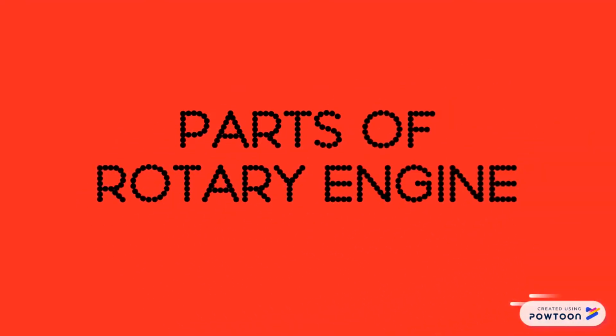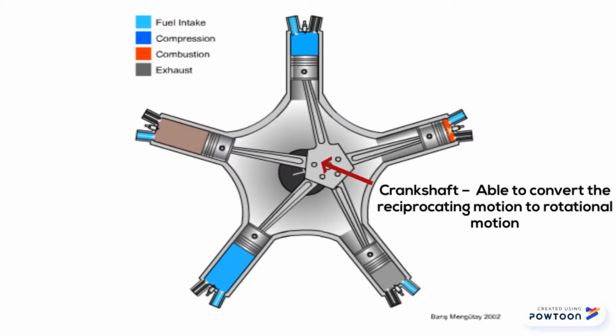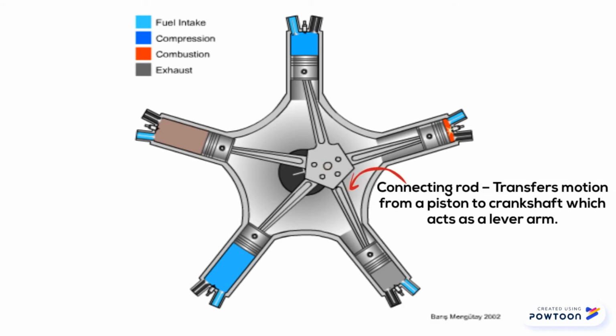Next, I will tell you the parts of the rotary engine. The first part is the crankshaft. It is able to convert reciprocating motion to rotational motion. And next is the connecting rod. It transfers motion from a piston to the crankshaft, which acts as a lever arm.